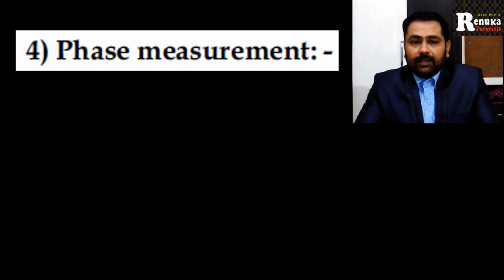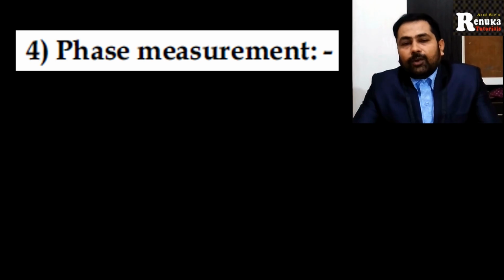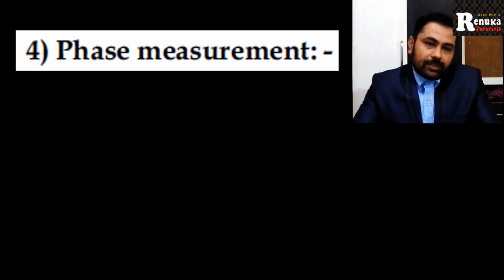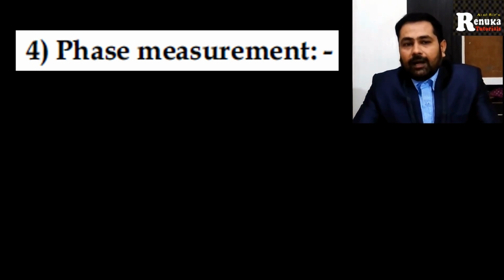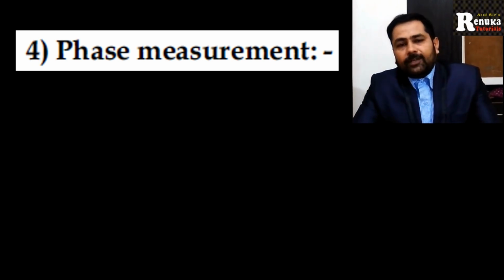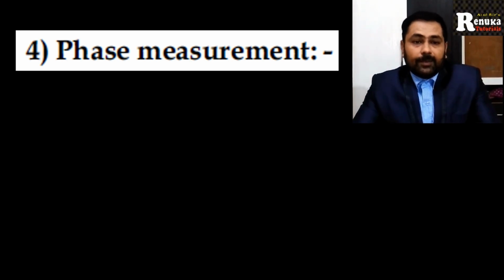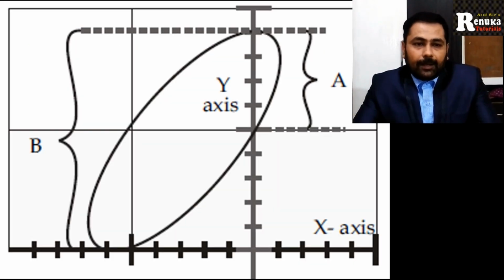The third is phase measurement. Phase is the time relation between two alternating quantities. CRO can be used for phase angle measurement between two signals. For this, the internal time base generator is kept off, and the two signals whose phase difference is to be measured are applied to the y and x inputs simultaneously. If the frequency of both signals is the same, the CRO displays an ellipse-like Lissajous pattern. It is shown on the CRT screen.